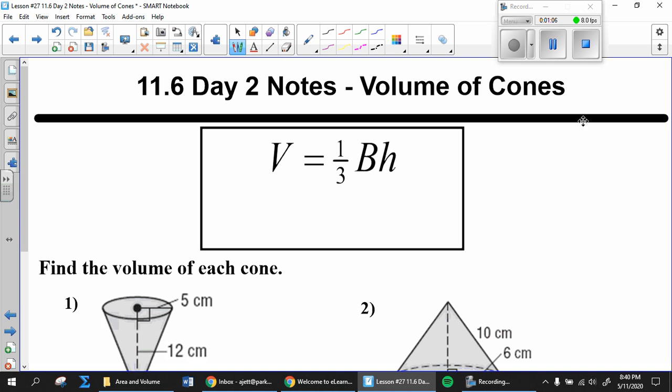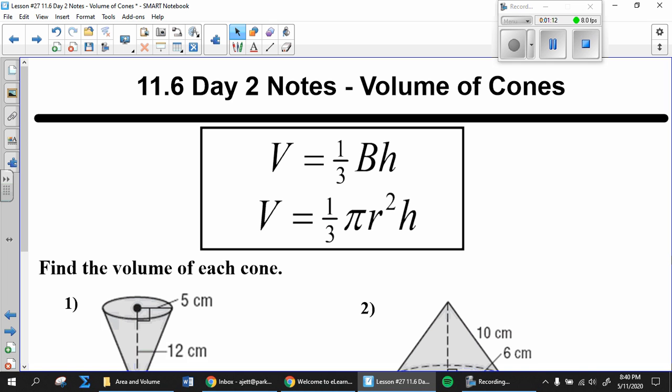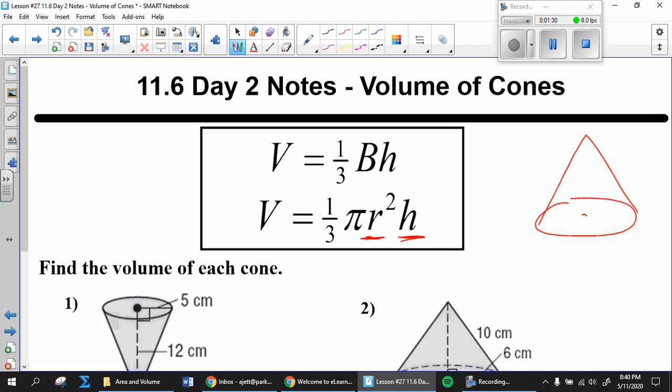So instead of saying area of the base, we can simply say whatever the area of a circle is, which we know is pi r squared. And just like with cylinders, the only two missing variables we have here are radius and height of the cone. Height of the cone is the distance at a right angle from the base, the circle, straight up to the top point of our cone.